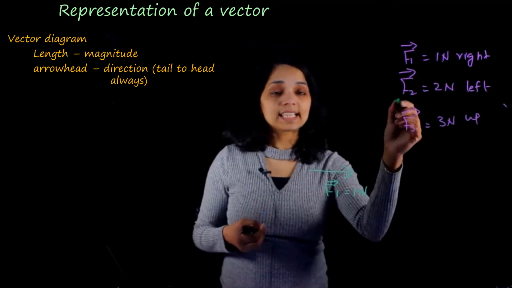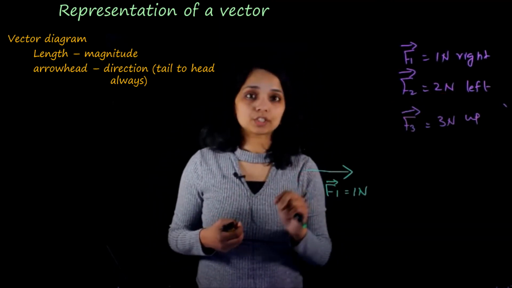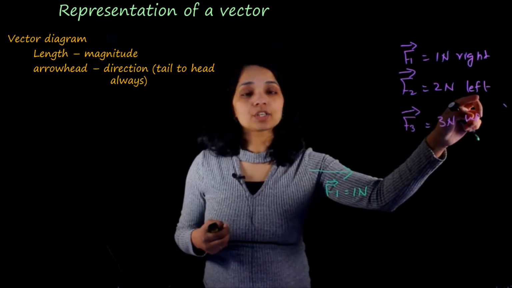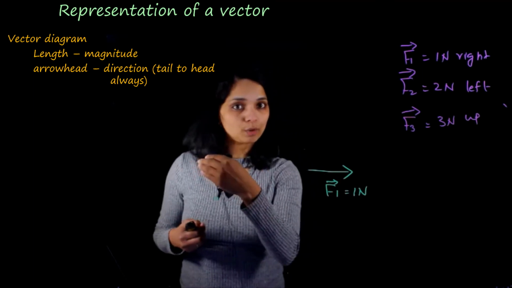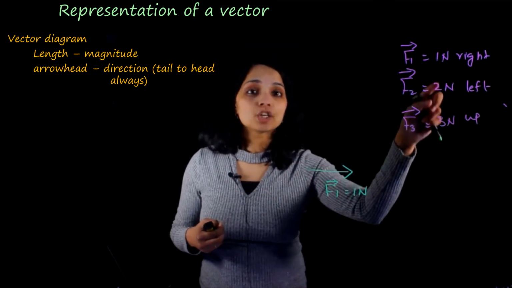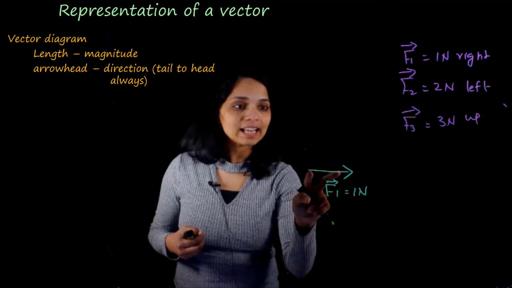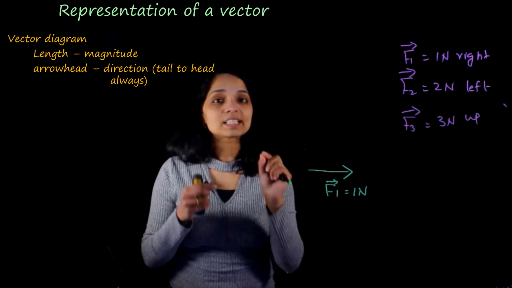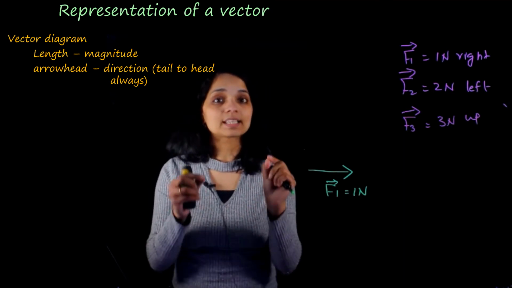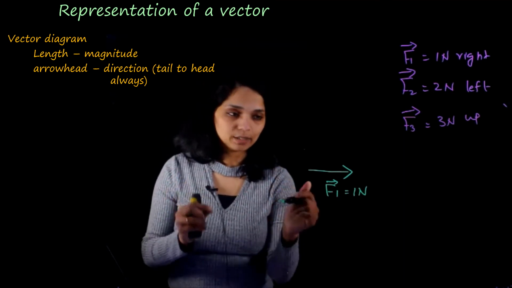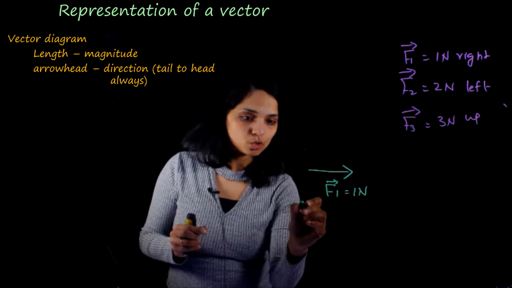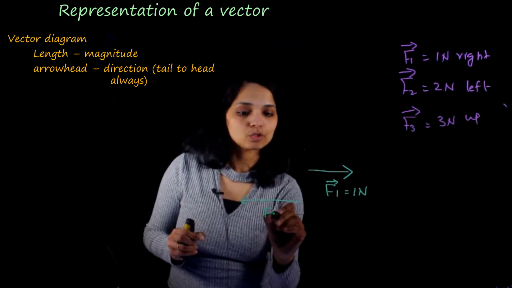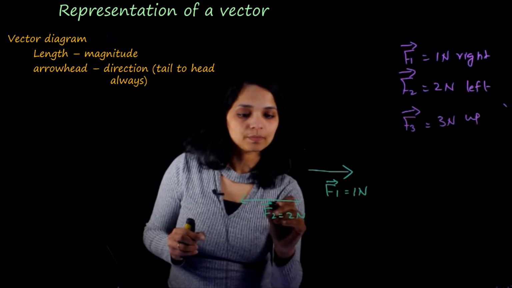When you represent the second vector, F2 equals 2 Newton to the left, the magnitude is twice and the direction is opposite. So the arrow should be pointing in the opposite direction and should have twice the magnitude. The length of the vector should be twice the length of this one, scaled appropriately to represent the magnitude accurately. So the length should be twice and pointing to the left. So it's F2 equals 2 Newton.